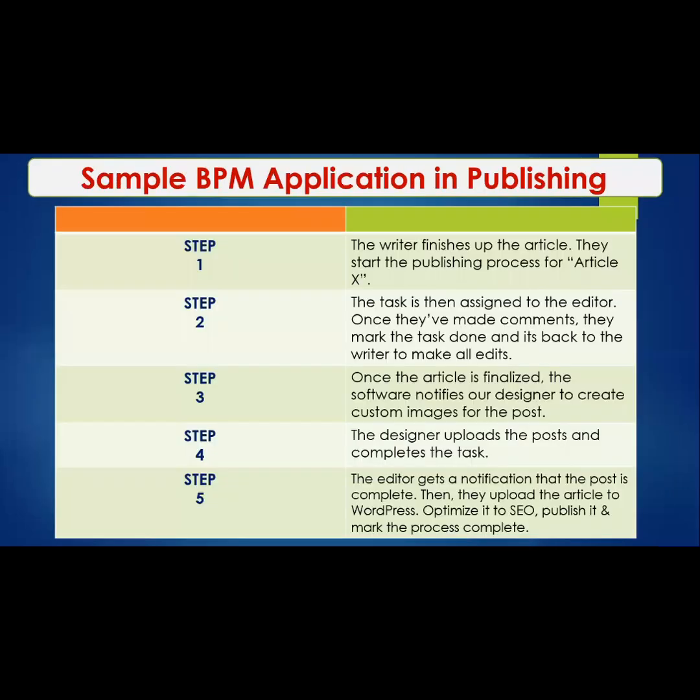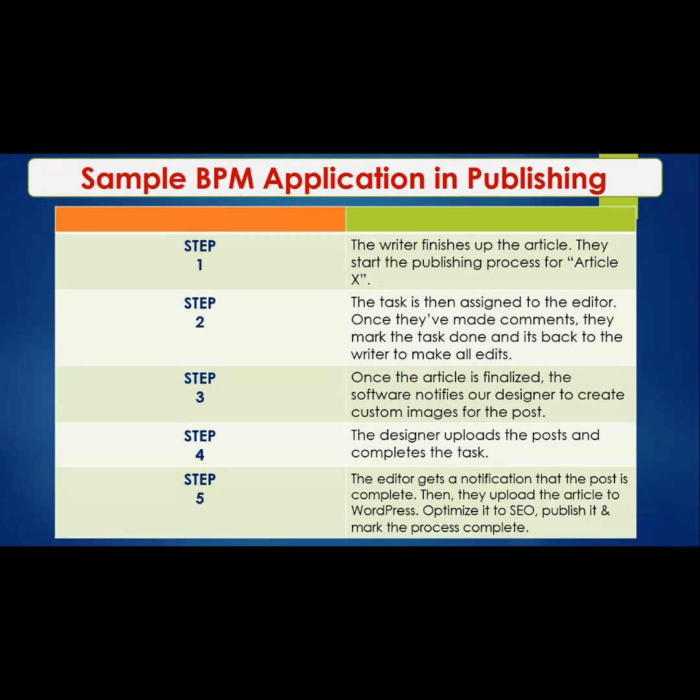Now, with the application of BPM in publishing industries, this is how it looks. This is how we should start a step-by-step process or procedure. For example, step one, the writer finishes up the article. We start the publishing process for Article X. Okay, that's our step one. And step two, the task is then assigned to the editor-in-chief. And once they've made comments, they mark the task done, and it's back to the writer to make all edits. Okay, that's step number two.